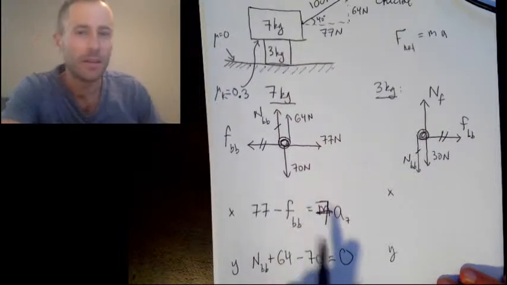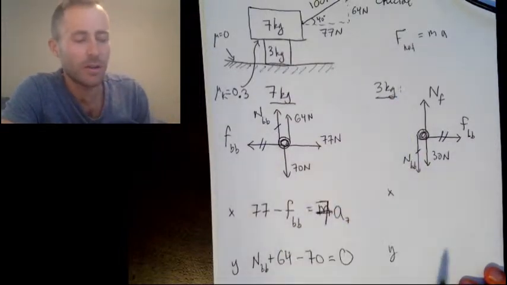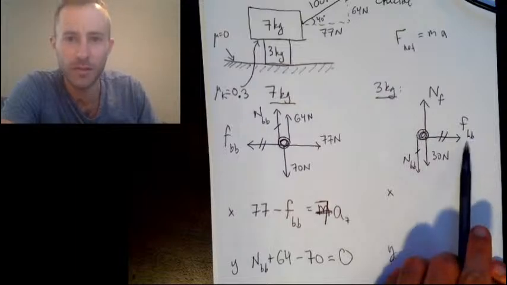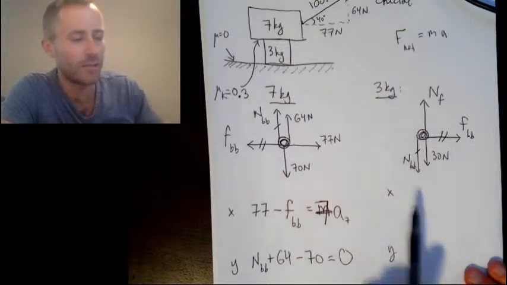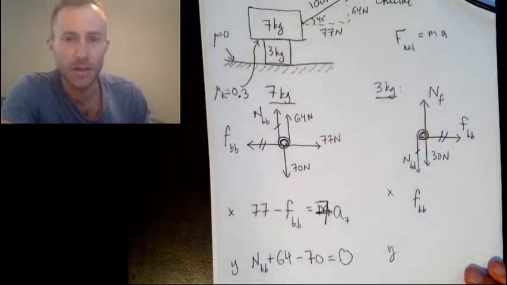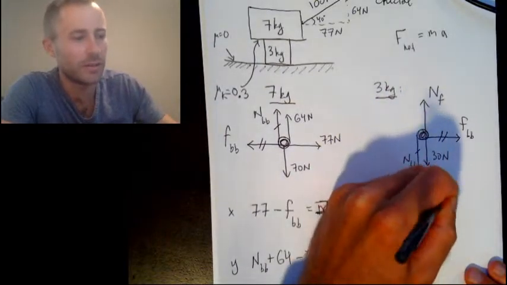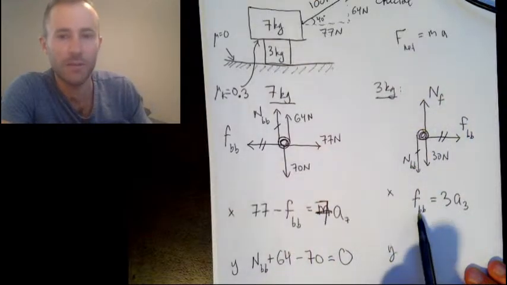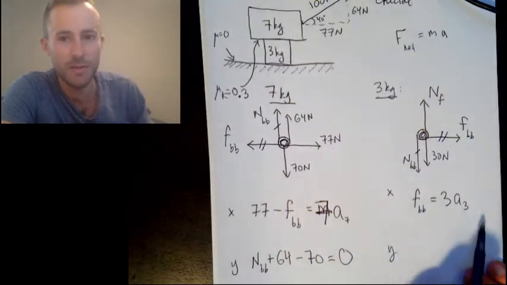Now, if we look at the 3 kilogram block, it has one force pulling it to the right. So its net force in the x direction is just F_BB. And that's equal to 3 times the acceleration of the 3 kilogram block. So F net equals m times a.